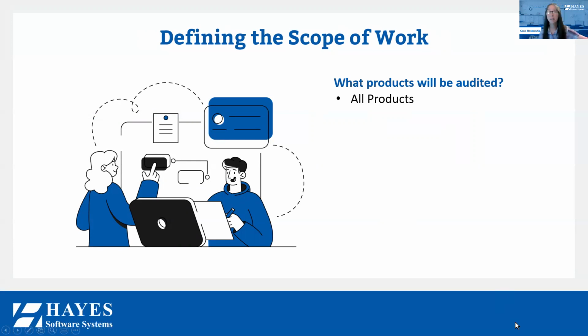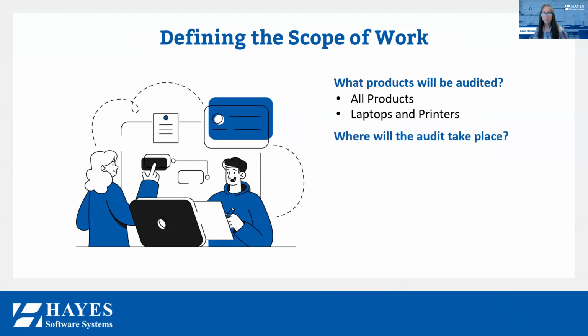Are we going to be scanning every single asset in the district? Or are we just going to pull out laptops and printers and only audit those specific products? Also within the scope of work is the where. Where are we going to do this audit? Are we going to do this at the high school or at all of our sites in the district? This is going to change the amount of time that it might take, right? So even when we decide on those sites, what are we going to do inside those sites?